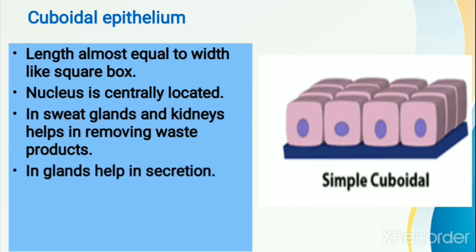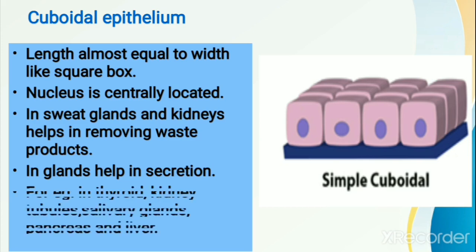Okay, so basically they are also present in some of the glands. Suppose for example in the thyroid gland, the gland absorbs the hormone it secretes and then secretes it out into the blood vessels. So their main work is that they will help in removing the waste product and even they will help in secretion. Okay, so they are present in thyroid gland, they are present in salivary gland.